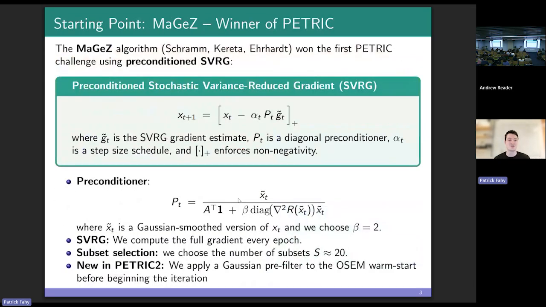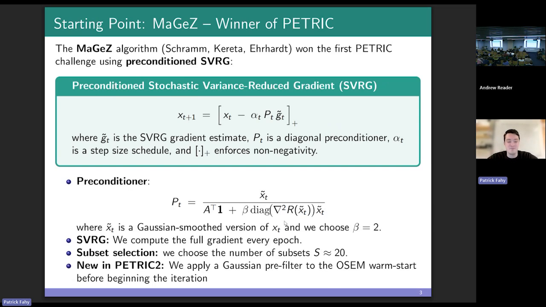Okay, so our starting point, not very imaginative. We also just start with MAJORS, and our main goal was just to see if we can learn any part of the update rule. So we just start with this MAJORS algorithm, which I've written here. We've seen this now a couple of times. The main thing I think is this preconditioner P, which is this harmonic mean of this A transpose 1 and the diagonal of the Hessian of the regularizer.